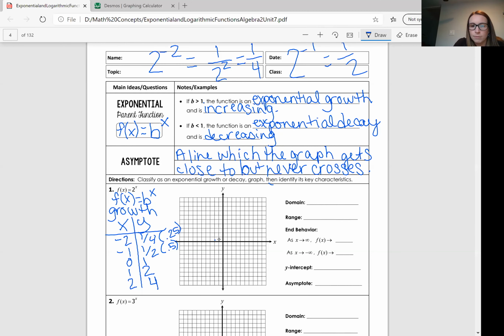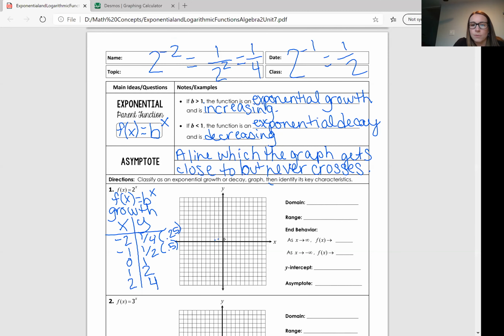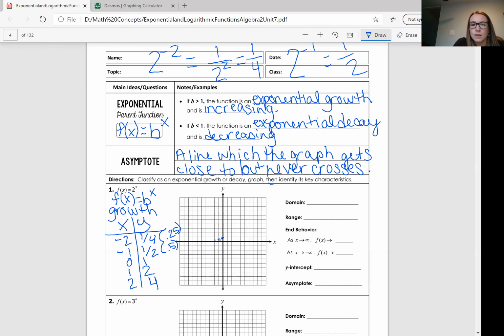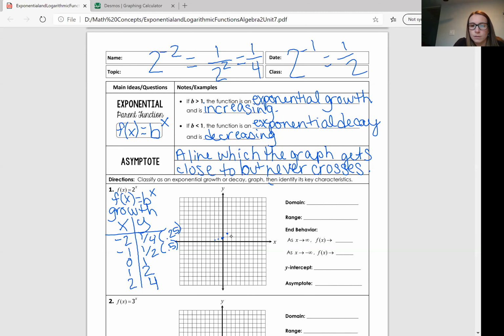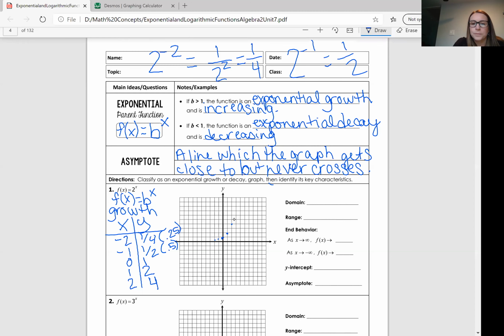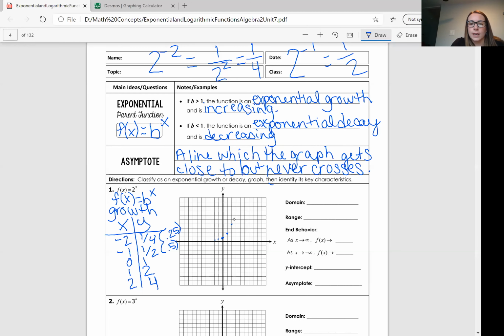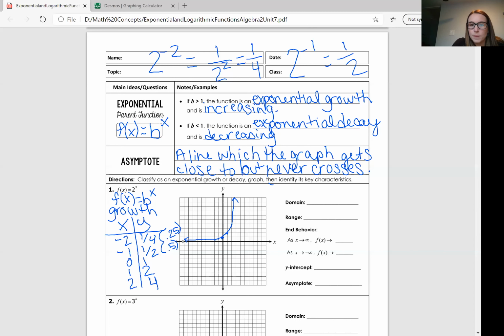Negative 1, 1/2, 0, 1, 1, 2, and 2, 4. Now you're going to connect these. Now, this is where our asymptote comes into play. So this is what it's going to look like. Now, this is going to keep approaching 0, but it's never going to cross 0.